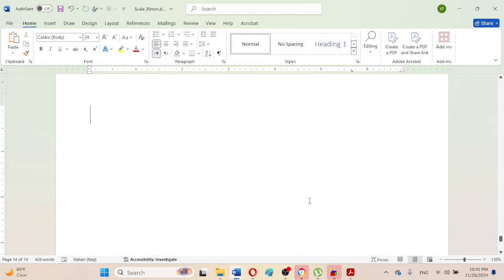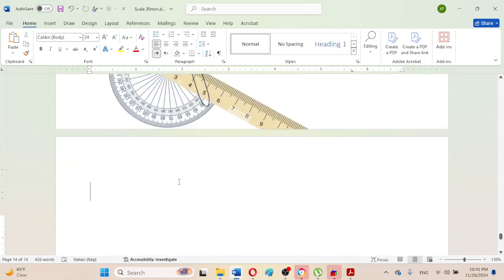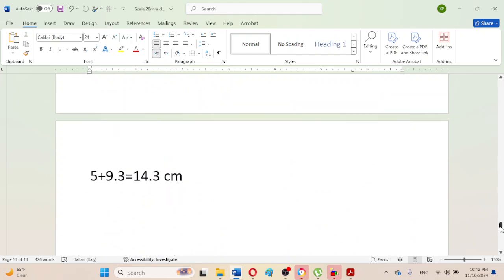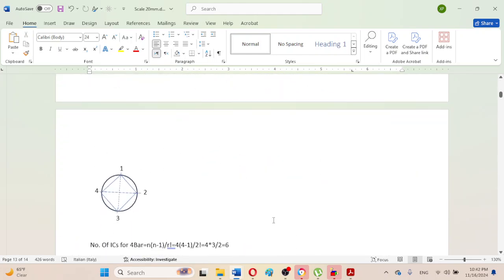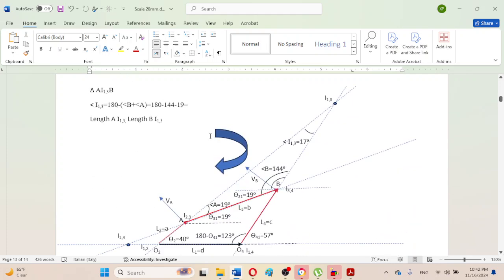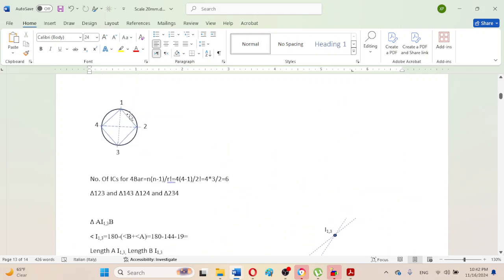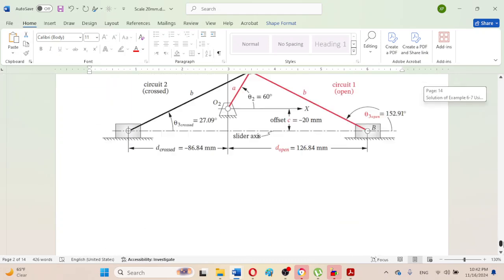So there are 4 links. To save time, I can copy the linear graph from some previously drawn diagram. For example, I can copy this linear graph from here. The complete linear graph can be copied and pasted there just to save time.